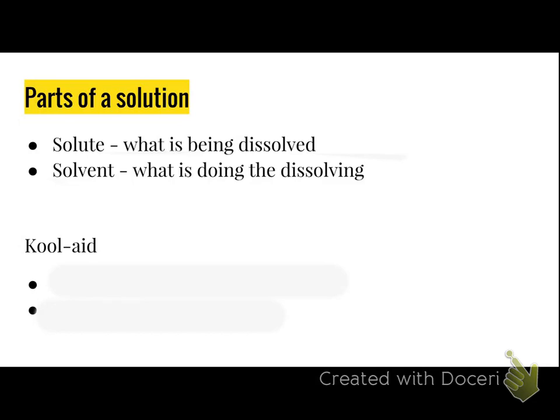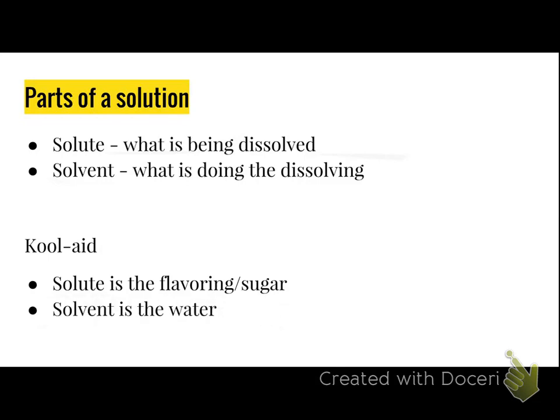So let's talk about an example, though, that we're all pretty familiar with. I'm sure almost every single one of you has made Kool-Aid, or you've seen someone make Kool-Aid. So what do you need for that? You need the packet and you need the water. So thinking about that, the solute, what is being dissolved, is going to be what? The actual Kool-Aid powder, or the flavoring, or the sugar. So you may even add sugar to your Kool-Aid, which is going to give you an additional solute in that solution. So then your solvent is water.